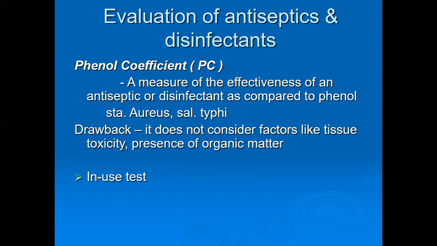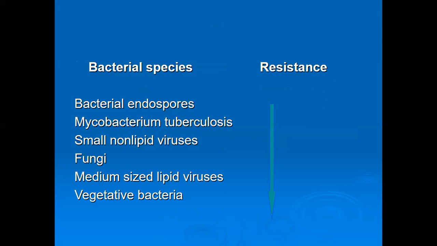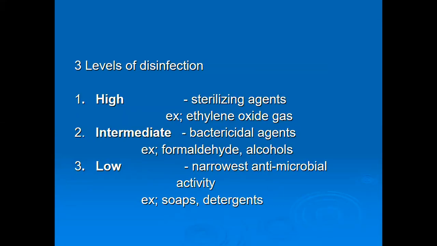You have disinfectants, you have phenol coefficient. It is a measure of the effectiveness of an antiseptic or a disinfectant as compared to phenol. If you want a very high level disinfection, then you have got ethylene oxide gas. If you have an intermediate level disinfection, then you have got bactericidal agents like formaldehyde. Or you have a low level disinfection, which has narrow antimicrobial activity.